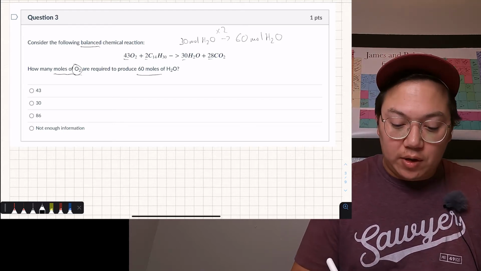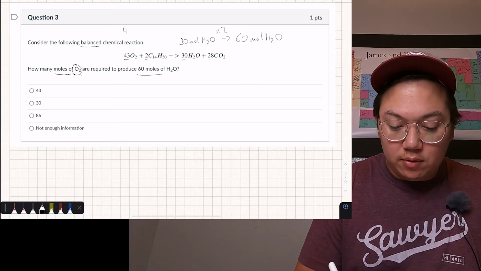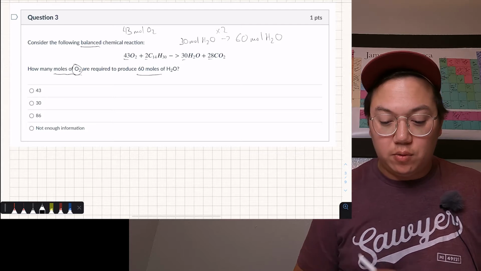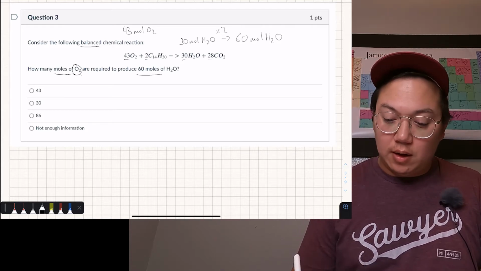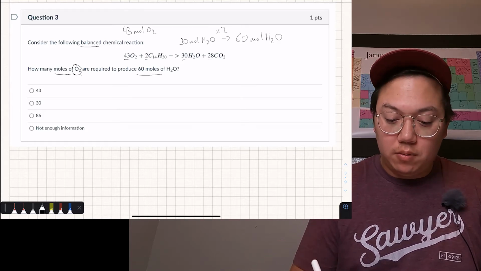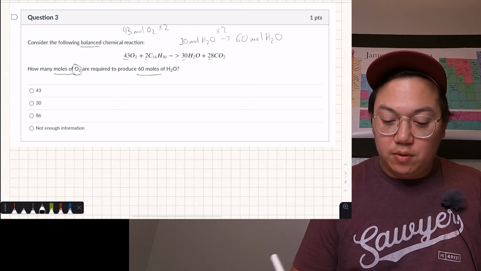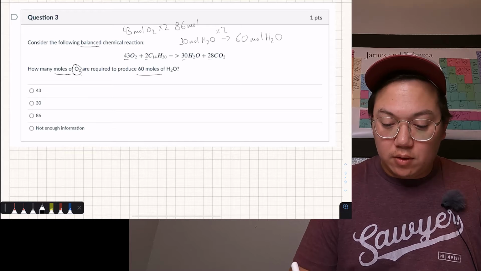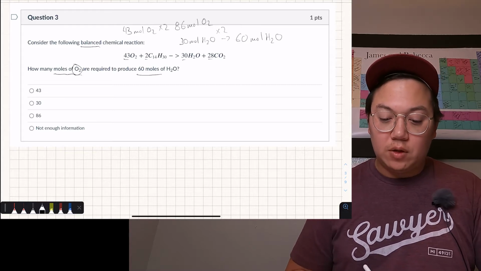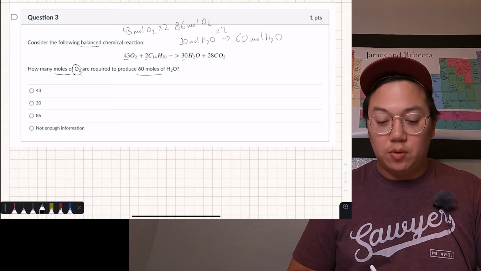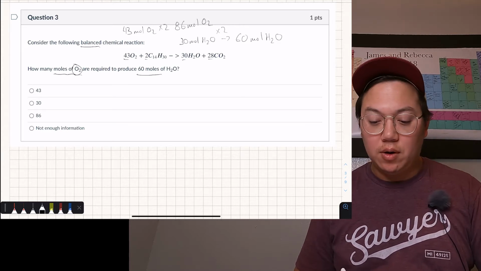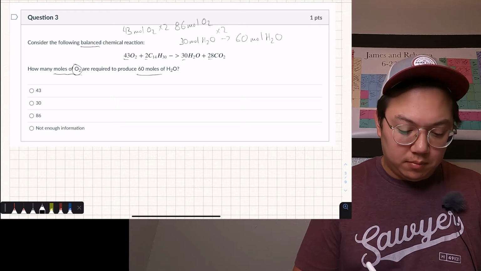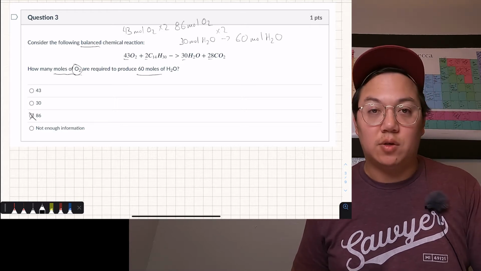So we'll take our stoichiometric quantity of oxygen. So if 43 moles of O2 will give us 30 moles of H2O, then we multiply that by 2 to get 86 moles of O2. So if we have 86 moles of O2, assuming that we have enough of the other reactants, then we can produce 60 moles of H2O. So 86 is the correct answer there.